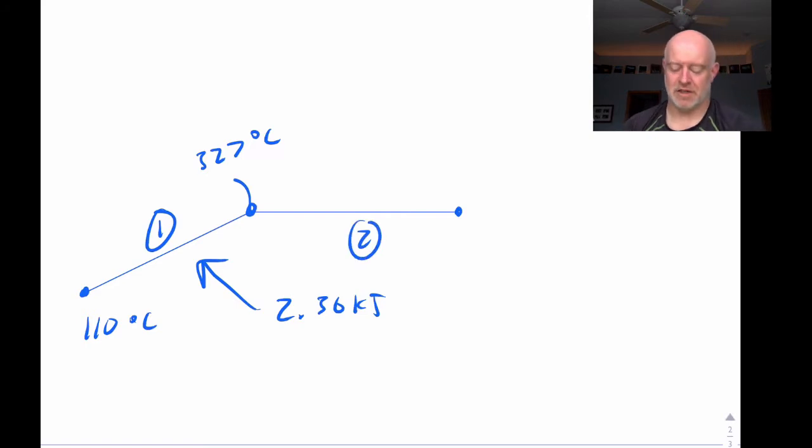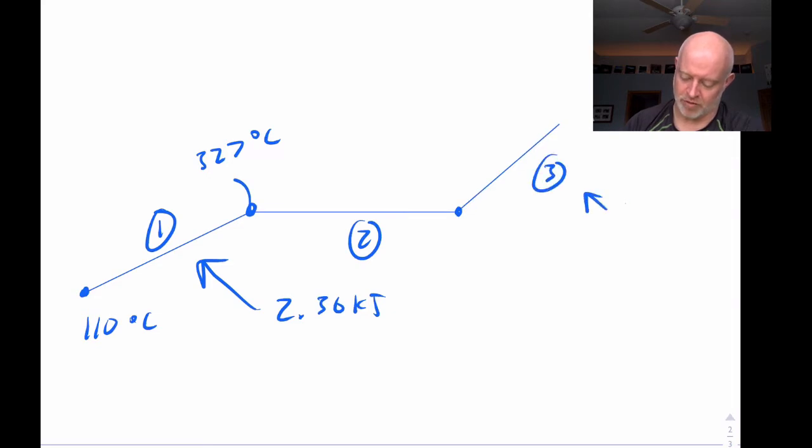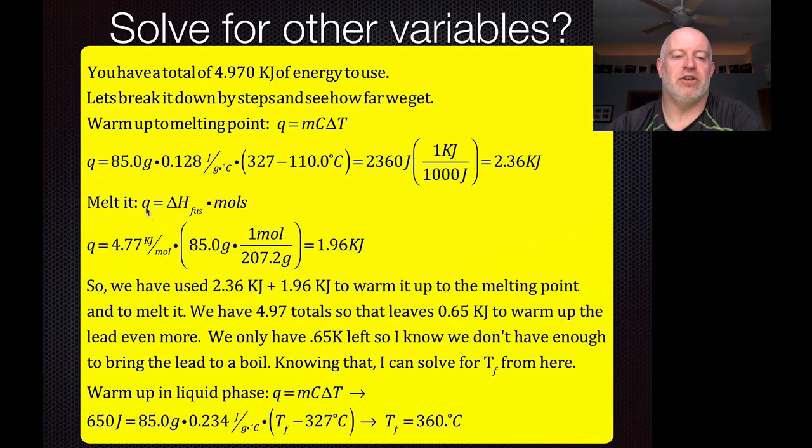If we have enough energy, we might even warm it up some more after that. Part 3. Now, we don't know if part 3 is going to happen yet or not, okay? So let's do a check and see. To melt it, the Q value is our heat of fusion times the moles. My heat of fusion for lead is 4.77. Times my moles, I get 1.96 kilojoules, okay?